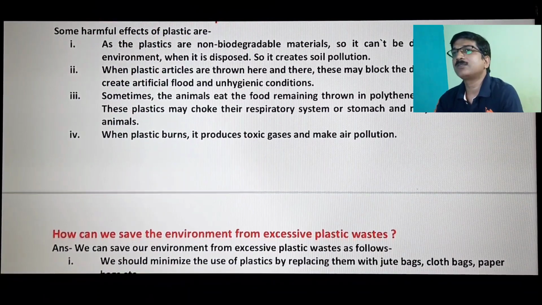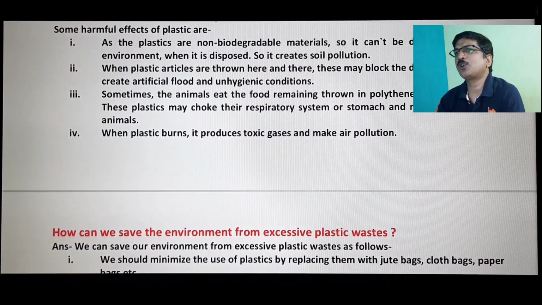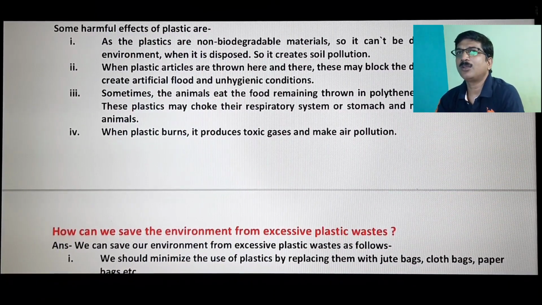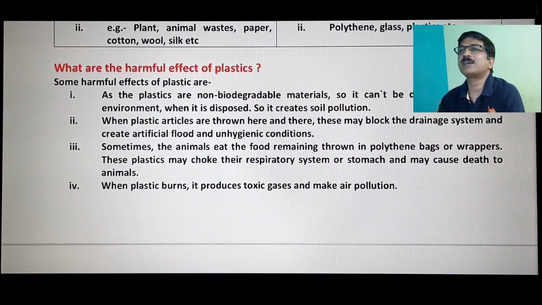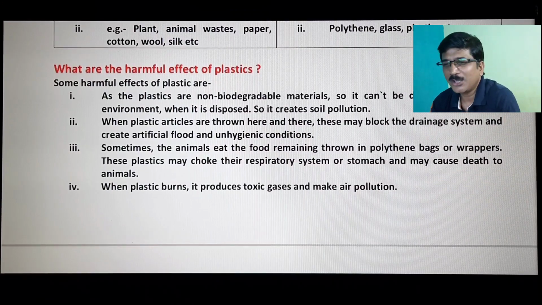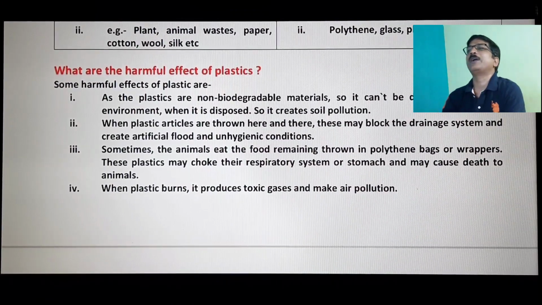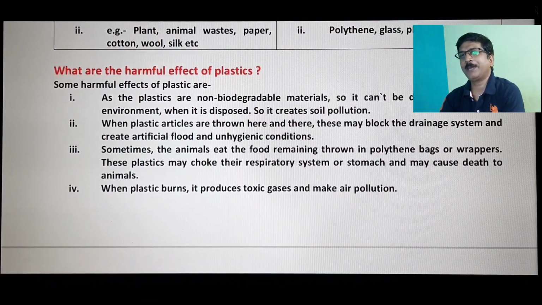When plastics burn, they produce some toxic, that means poisonous gases that cause air pollution. So these are the harmful effects of plastic. So by using plastic in large quantity, we are destroying our environment day to day. Okay? Then students, how can we save our environment from this excessive use of plastics? How can we save the environment from excessive plastic wastes?